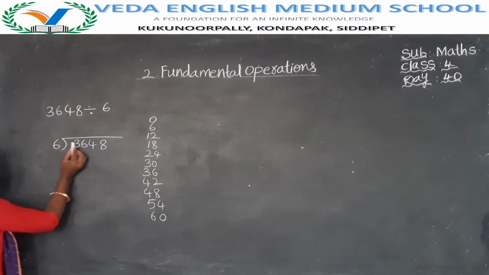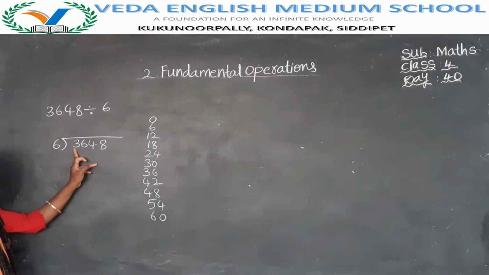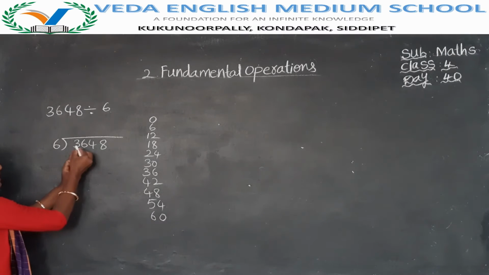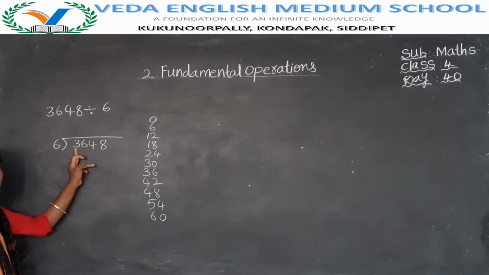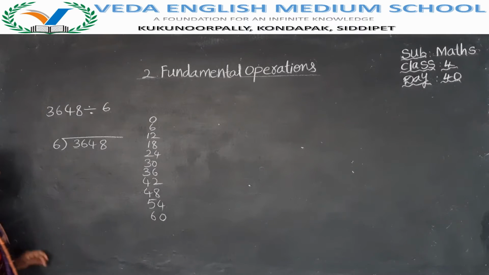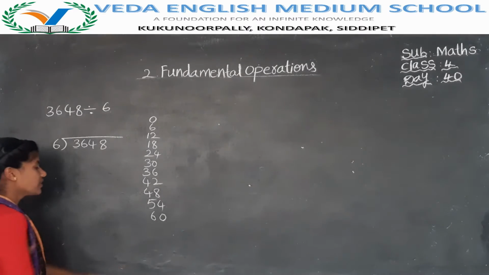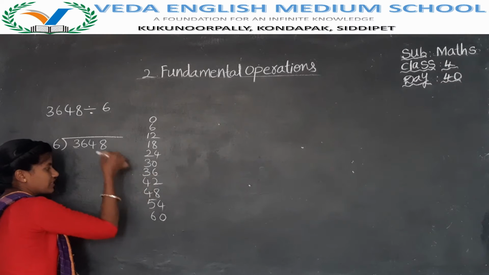Now compare. If the dividend is greater than the divisor, we take only one number. But here the dividend's first digit is smaller than the divisor, so we have to choose 2 numbers. So here we take 36. Is there 36 in the 6 table? Yes, here we have 36 in the 6 table.